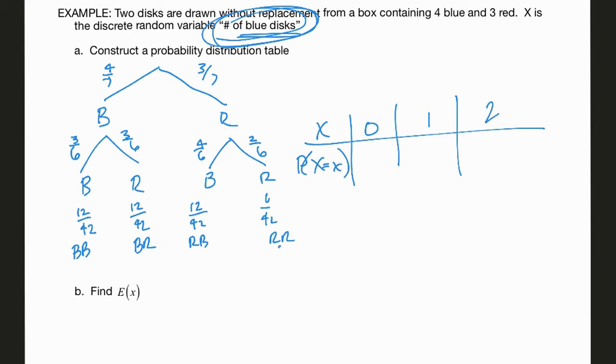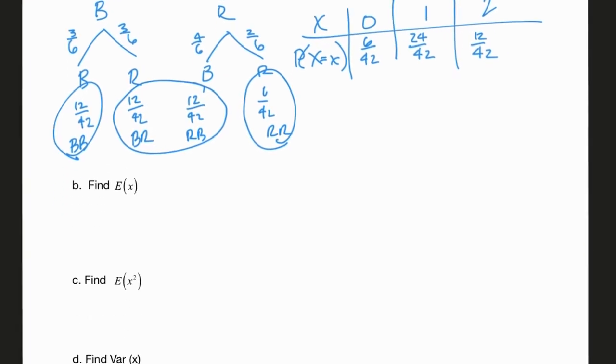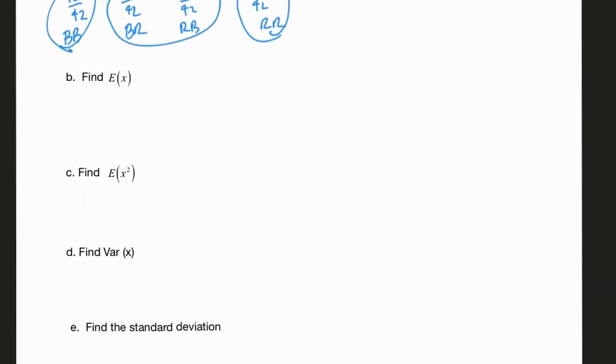All right, the one for 0 is 6/42. The one for 1 blue disc is these 2, which when you add up is 24/42. And this is the only way to get 2 blue discs, which is 12/42. Okay, and those should add up to be 1. Add those fractions, you get 42 over 42, which equals 1. Okay, let me scroll this up just a little bit. So we're going to try and find these 4 things.